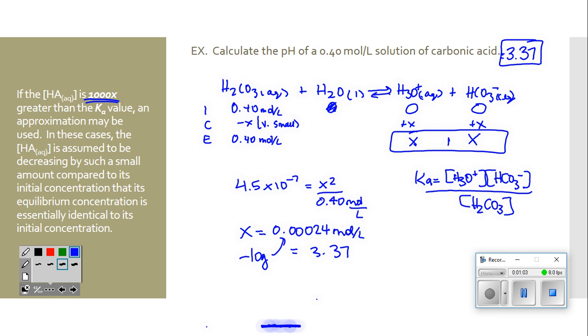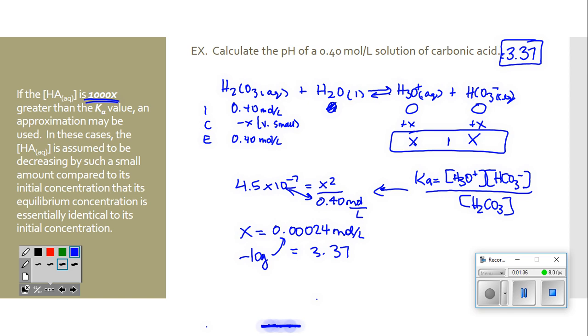Then I set up my Ka expression, which if I replace it with actual numbers, looks like this. Ka I found in the data booklet. So I found carbonic acid and I found its Ka. The 0.4 moles per liter was the concentration of the acid given in the question. And since hydronium and HCO3 negative are both X, I represented them with X squared. I figured out what X is by multiplying these two numbers here and then square rooting to find X.